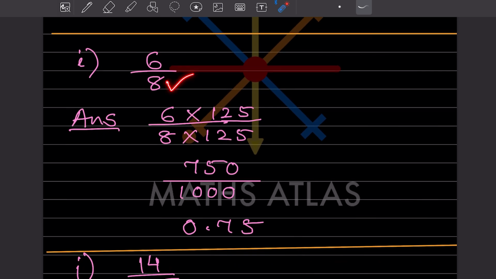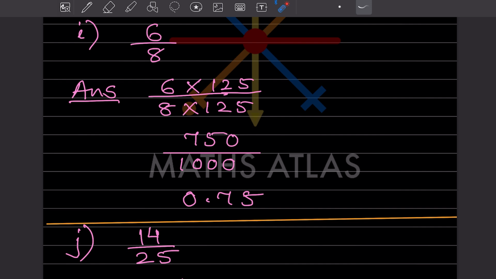Again here, see, this is 8. So whenever there is 8, it should be multiplied by 125 to make it 1000. So this also 125. So when you multiply this and this, you get 750 divided by 1000. See, 750 divided by 1000 means here 3 zeros. So you will go backwards 3 and put a decimal over here. So see here, I wrote 0.75.